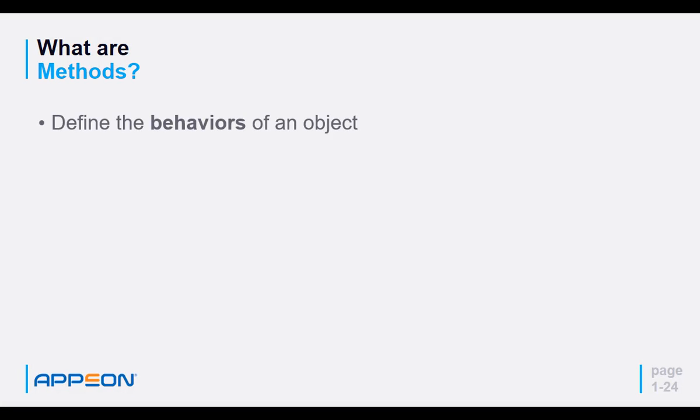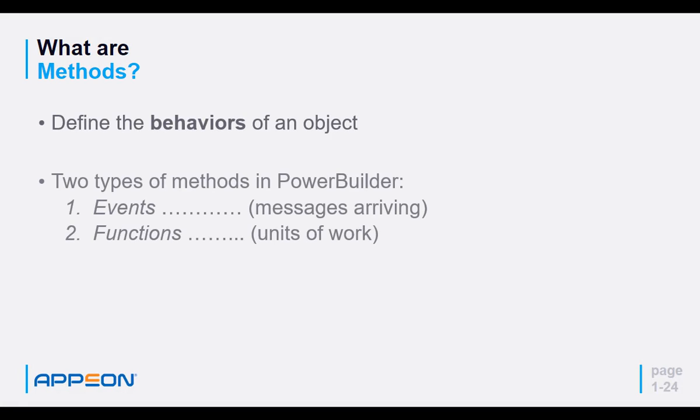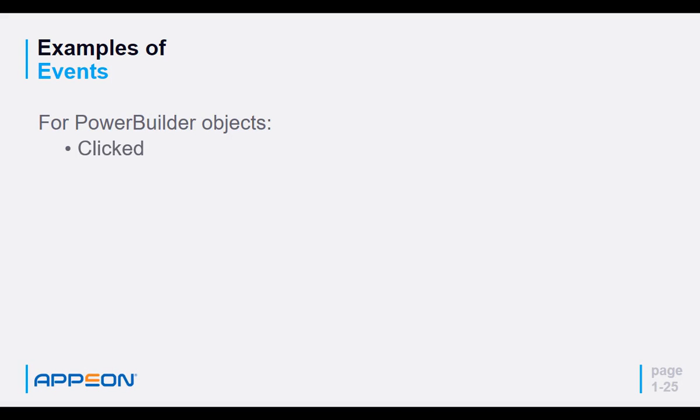What are methods? Methods basically are behaviors of an object. And in PowerBuilder, as we mentioned before, there's two types of behaviors. Here's a behavior when a message arrives at an object, which is called an event. And here's a behavior that executes a unit of work or a known behavior, and that's called a function. So methods in PowerBuilder are broken down into two sub-definitions, events and functions. So PowerBuilder objects receive all sorts of different events. For example, you click the mouse, a constructor comes from the operating system saying, I've built the object in memory and it's ready to go.